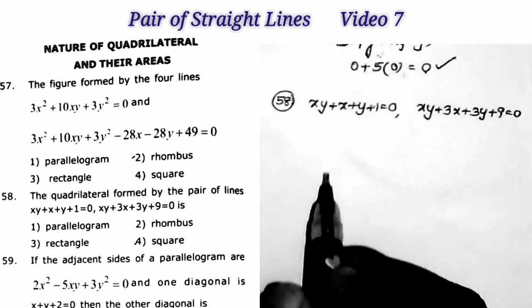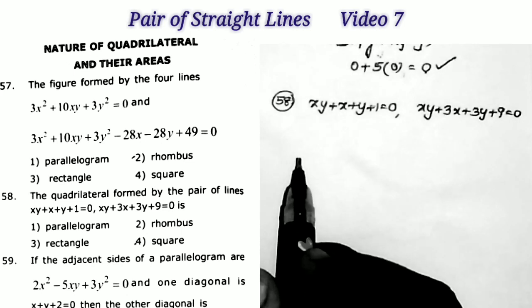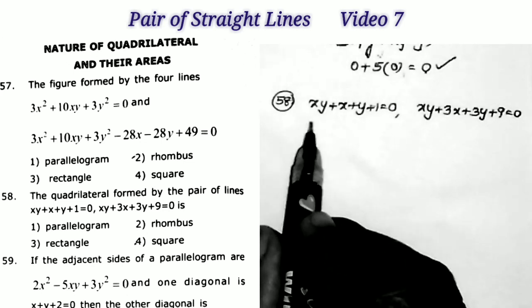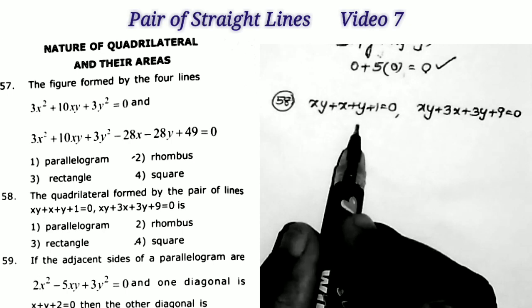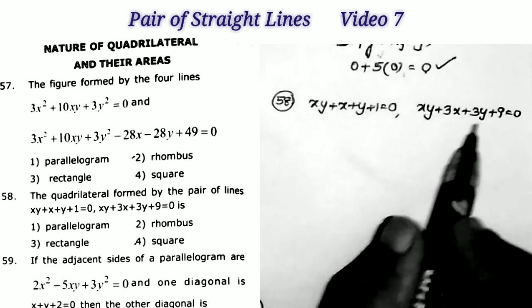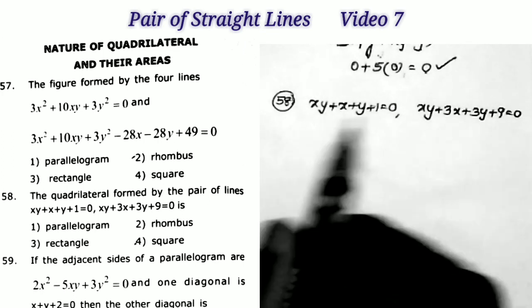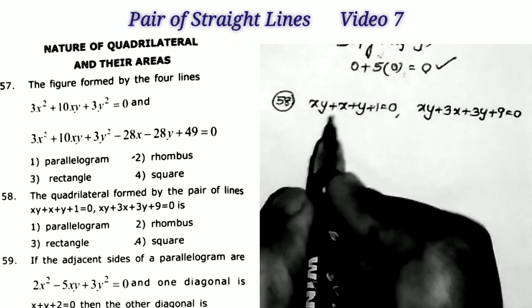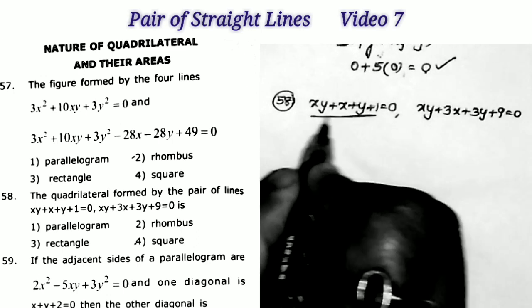Okay. Next question, sum number 58. The quadrilateral formed by the pair of lines xy plus x plus y plus 1 is equal to 0 and xy plus 3x plus 3y plus 9 is equal to 0. What is the quadrilateral formed by the given lines? Okay, very easy question. First, just splitting the equation.